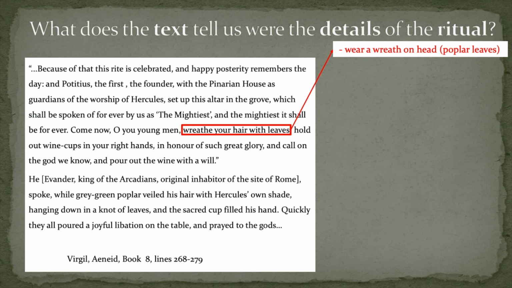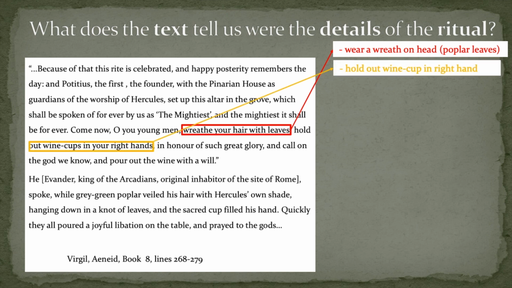It says later on it's Hercules' own shade. So poplar leaves apparently were sacred to Hercules, and so they wound them into a crown, a wreath, and put them on their head. Then we have hold out wine cups in your right hands.